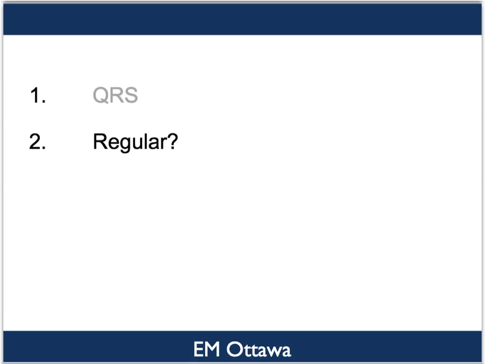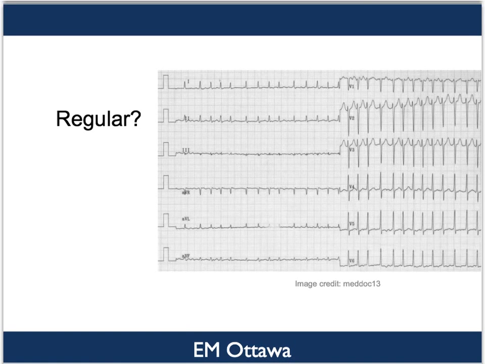Next, regular versus irregular. This refers to whether there is a fixed distance between the QRS complexes. Most of the time, it is pretty obvious whether the rhythm is irregular or regular. However, when the heart rate is quite high, sometimes the irregularity is subtle, and it might be best done by mapping out the individual QRS complexes on a piece of paper.